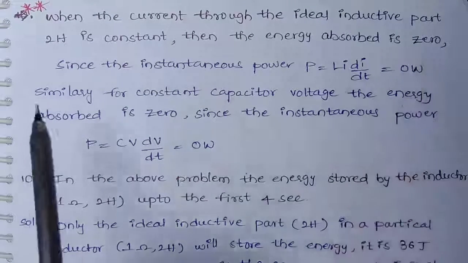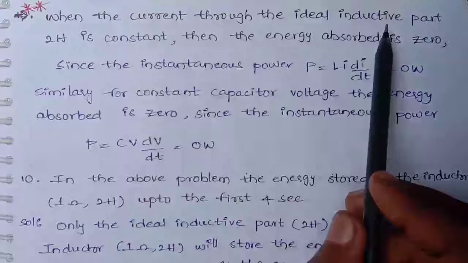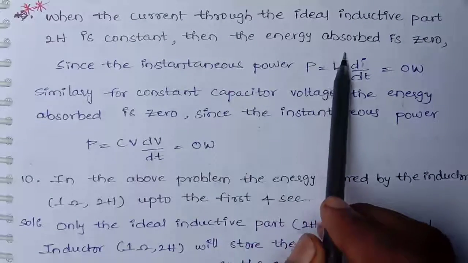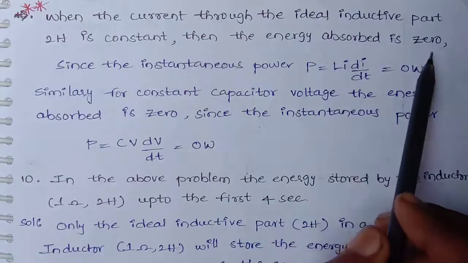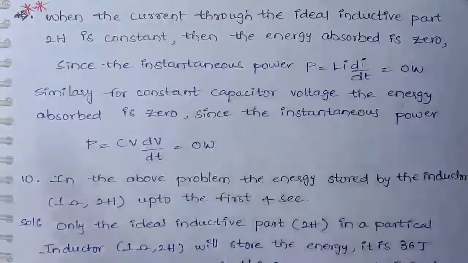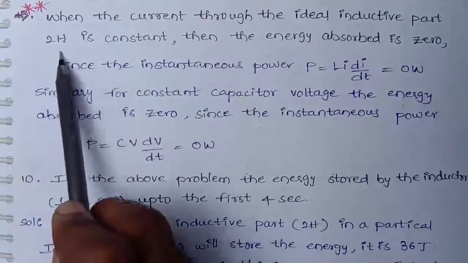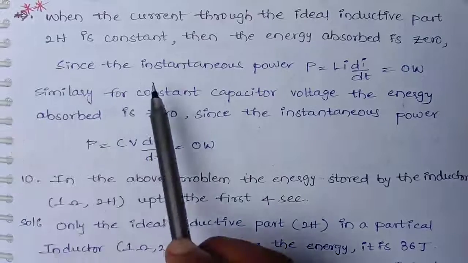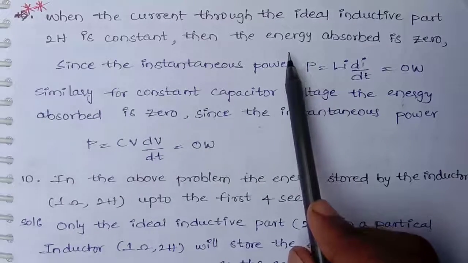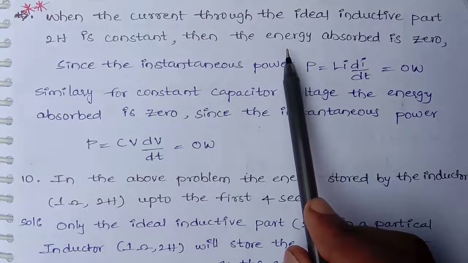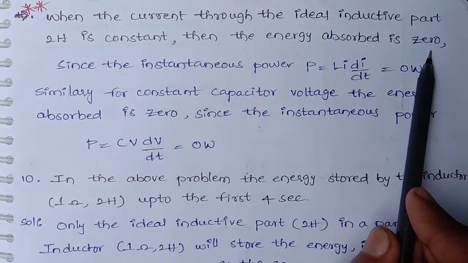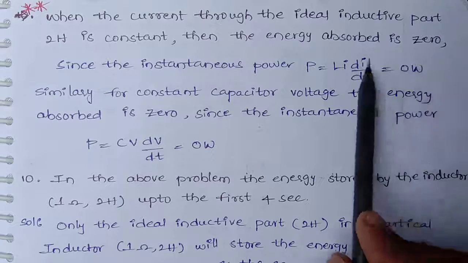When the current through an ideal inductive part becomes constant, then the energy absorbed by that ideal inductive part will become zero. In the previous lecture, we had 2 Henry as our ideal inductive part and 1 ohm as our resistance part. Now you may doubt why we get the energy absorbed as 0 when we are supplying a constant current. For that, you can see this reason.